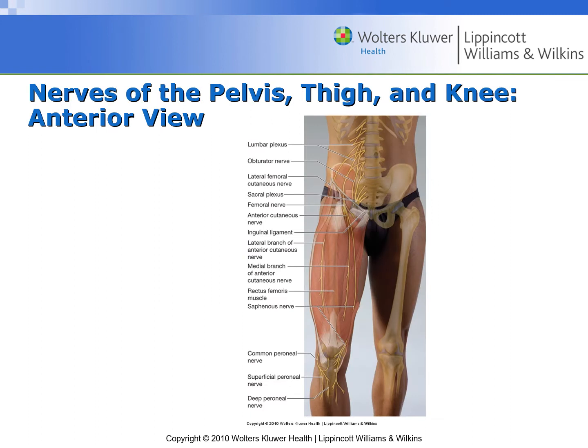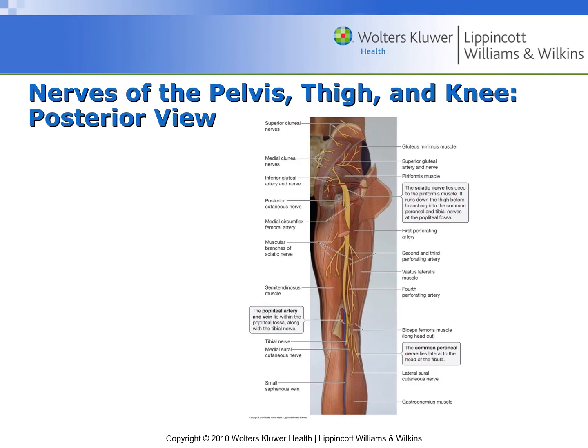And now we consider the nerves of the pelvis, thigh, and knee from an anterior view. We see the lumbar plexus, the obturator nerve, the lateral femoral cutaneous nerve, the sacral plexus, the femoral nerve, the anterior cutaneous nerve, the inguinal ligament, the lateral branch of the anterior cutaneous nerve, the medial branch of the anterior cutaneous nerve, the rectus femoris muscle, the saphenous nerve, and we see the common peroneal nerve, the superficial peroneal nerve, and the deep peroneal nerve.